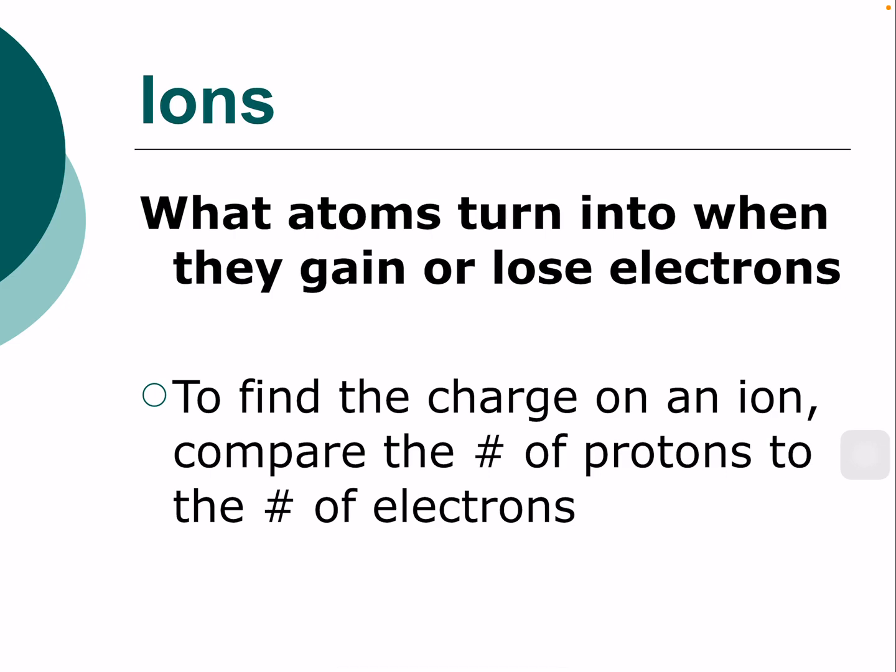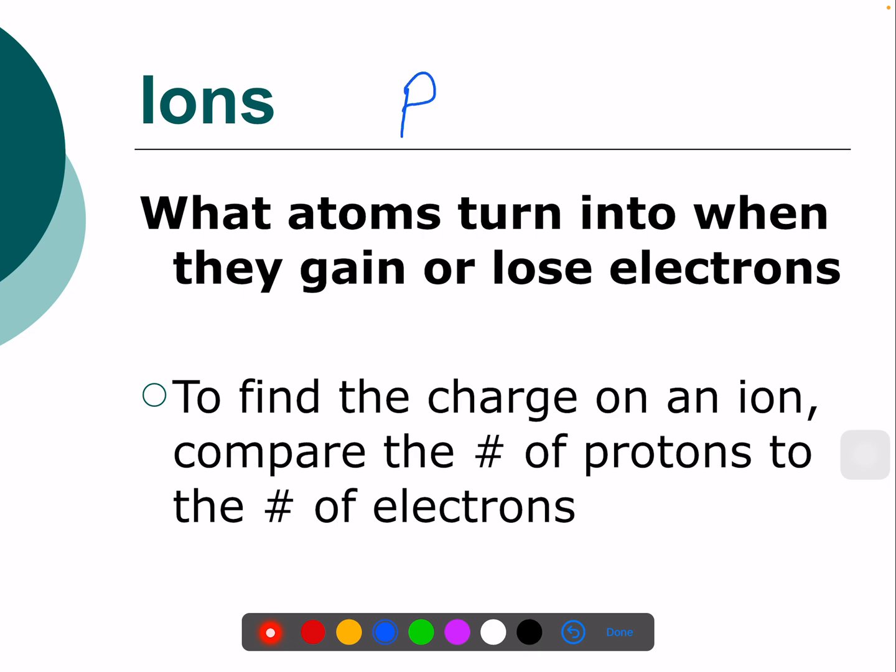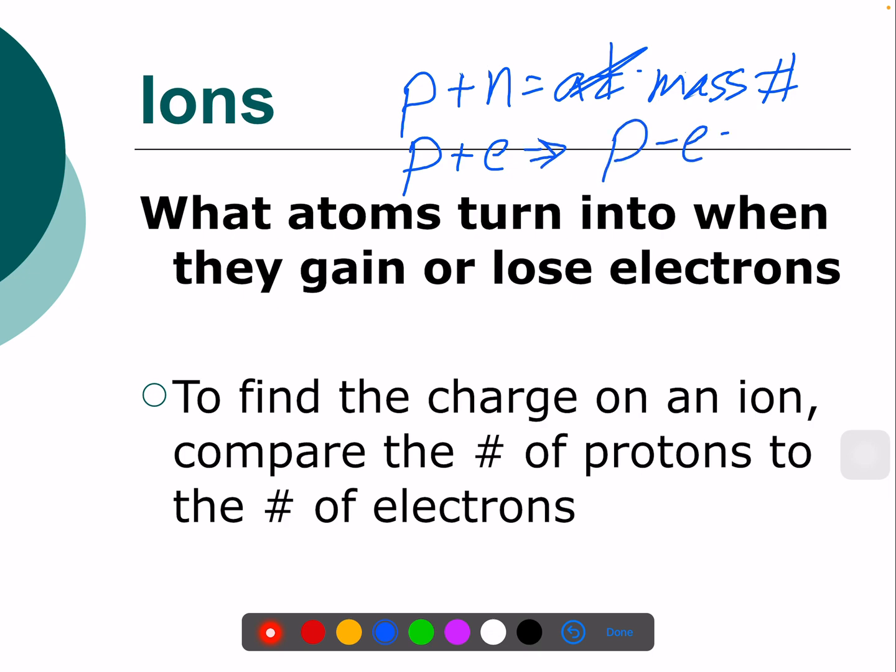To finish up our notes, we know that if we have our protons and our neutrons, they equal the mass number. And we know that if we add the protons and the electrons, which are negative, so we can say protons minus electrons, they'll add up to 0 when it's an atom. Well, now we're dealing with an ion.